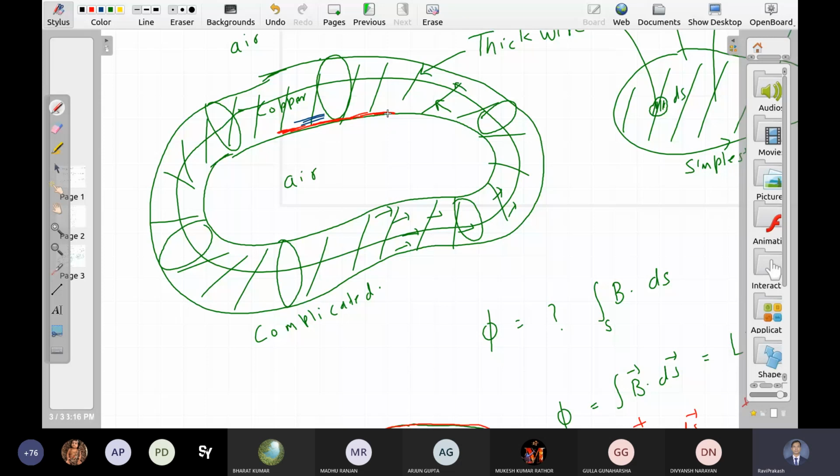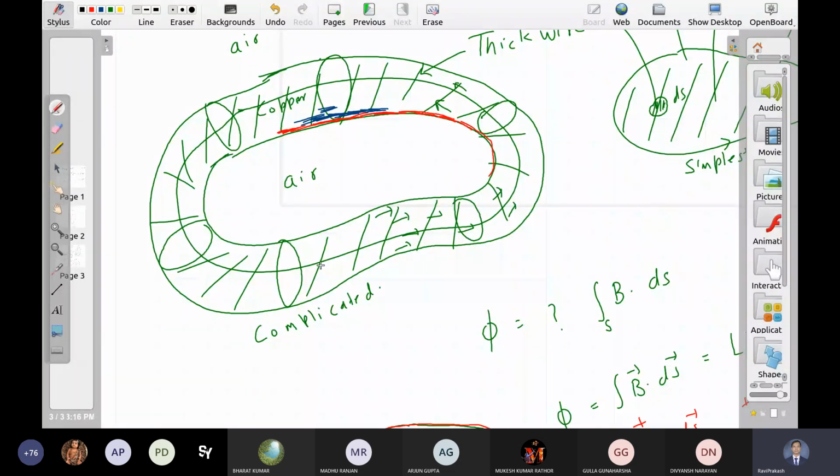Then this is another very thin wire. We can assume that this thick wire consists of many thin wires, and we will calculate flux through each and then sum it up. So this is the most general case you can have. And if we can find the energy stored in such a case, we have got the general answer.